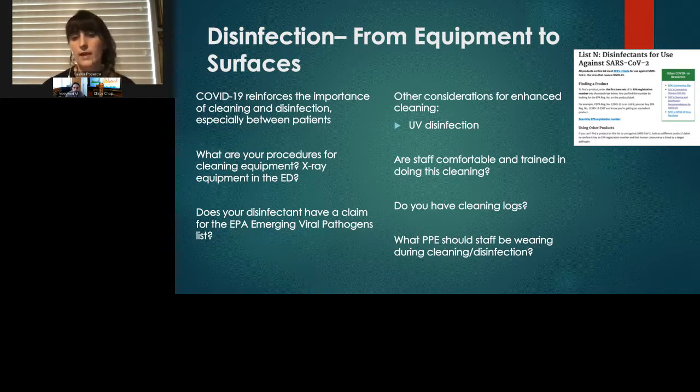And one thing that I think is really easy to forget or assume is, are your staff comfortable and trained in doing this cleaning? It sounds silly, but when was the last time that they were taught how to wipe down that machine or which disinfectant to use? And how confident and comfortable do they feel with that? Because I think it's so, so easy to just assume, oh, that's part of their job title. I mean, we taught them that when they started.